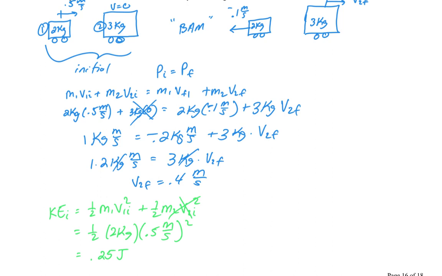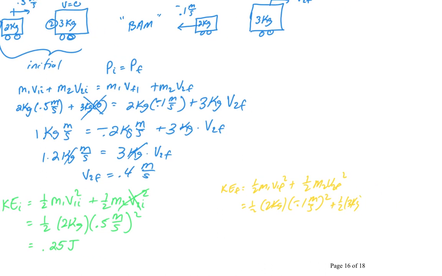Great. Now let's find the final kinetic energy. So the final kinetic energy is going to be 1/2 m1 v1 final squared plus 1/2 m2 v2 final squared. That's going to be 1/2 times 2 kilograms times negative 0.1 meters per second squared plus 1/2 times 3 kilograms times 0.4 meters per second squared.